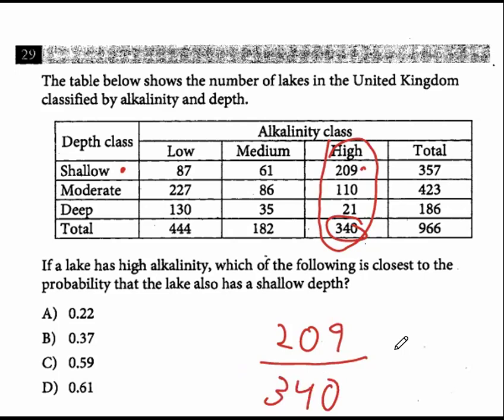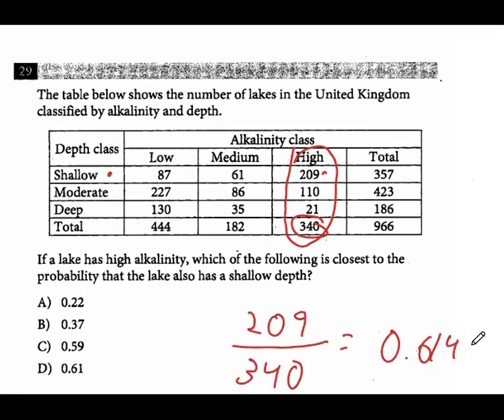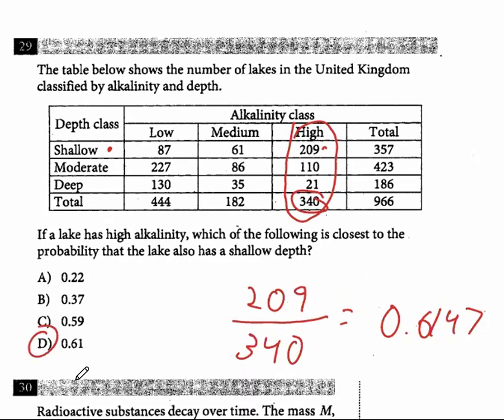Which is equal to 0.6147, which is answer choice D. So the correct answer is D.